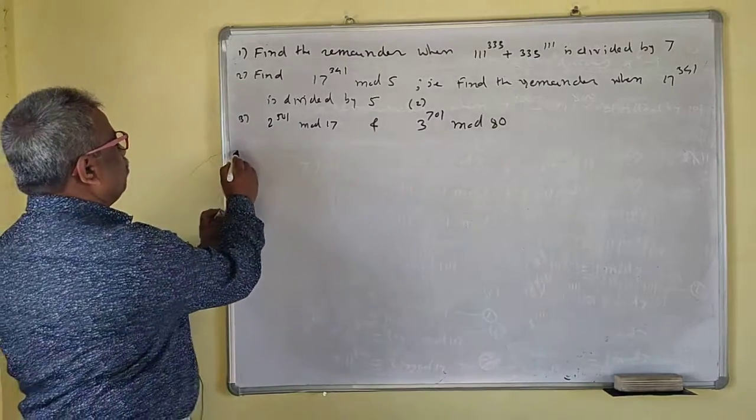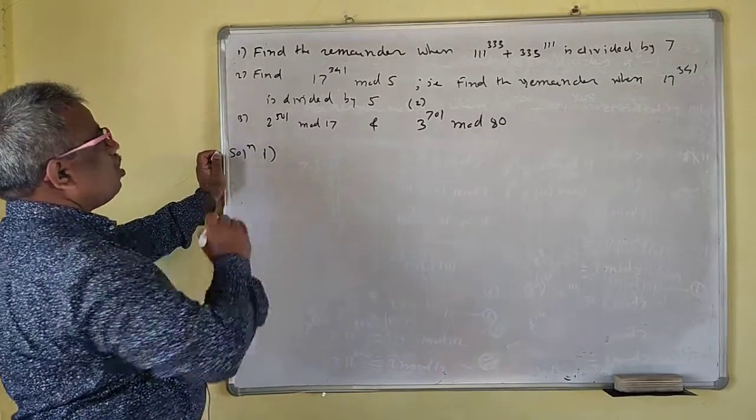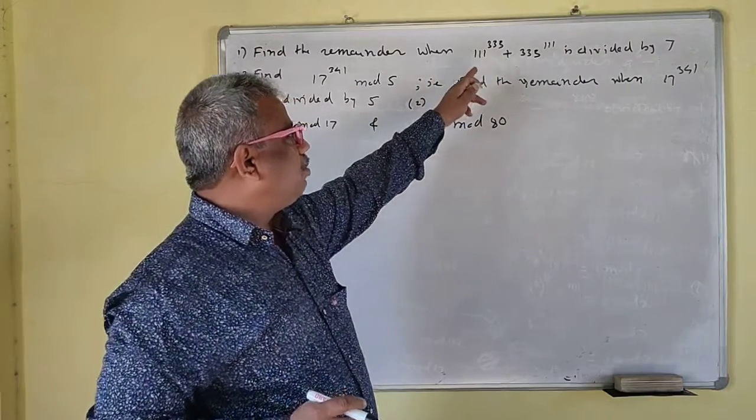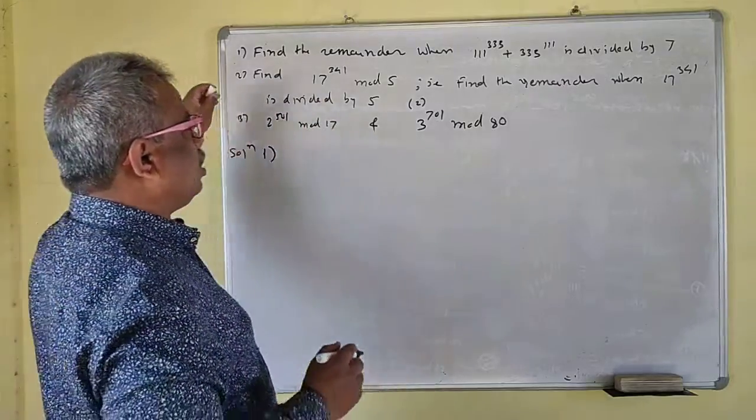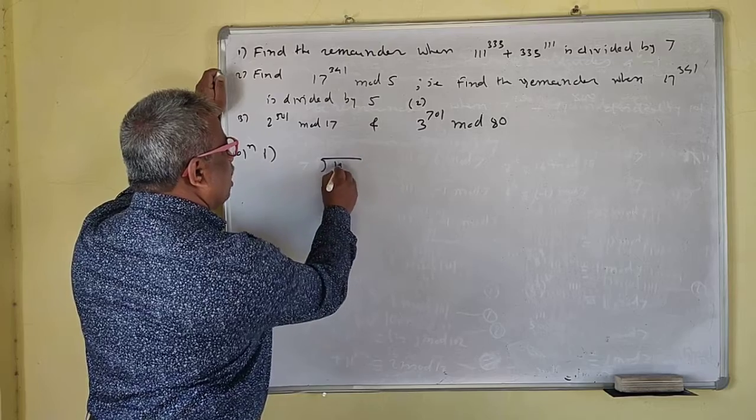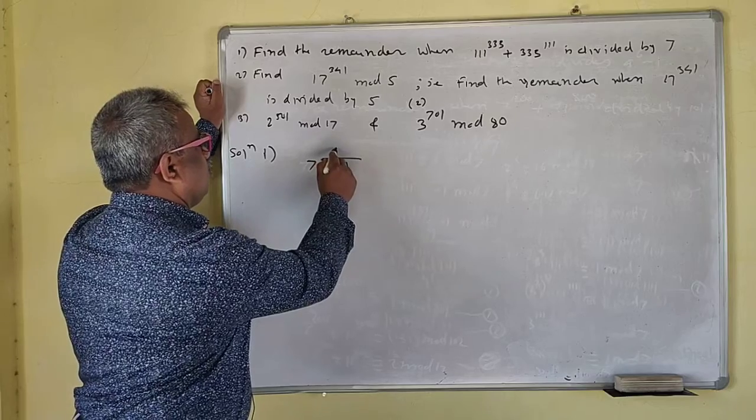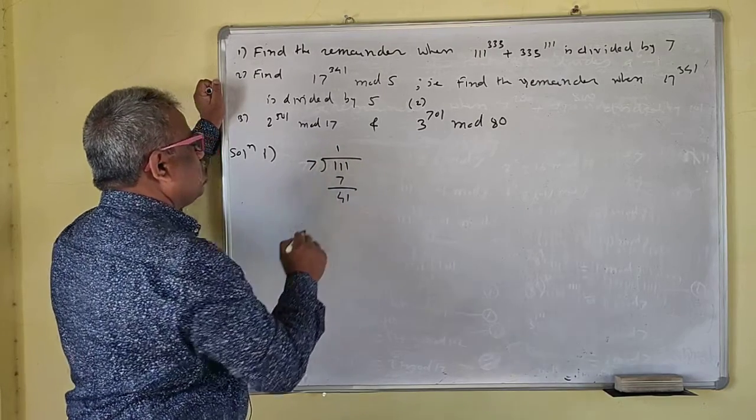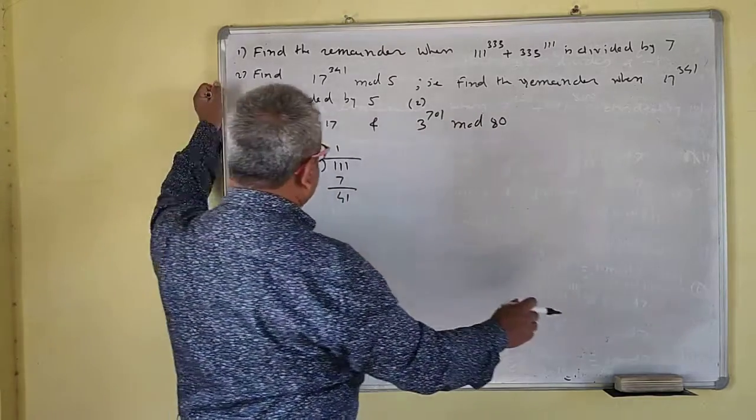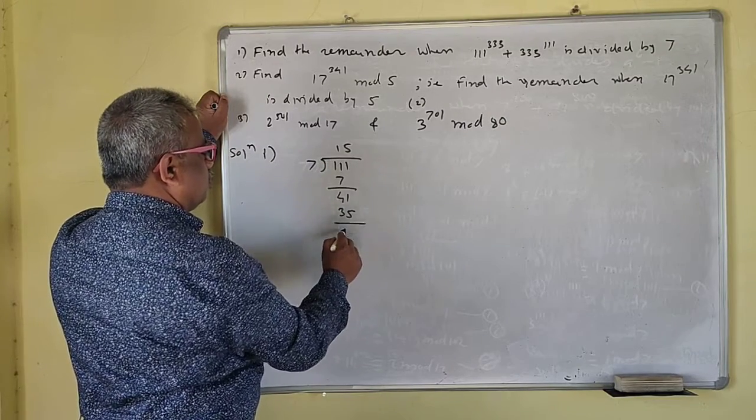Okay, so the solution of the first one. We have to find the remainder when 111 to the power 333 is divided by 7. So we divide by 7 first. 7 times 1 is 7, so this is 41, not 40, yes 41. Then this is 35, so the remainder is 6.